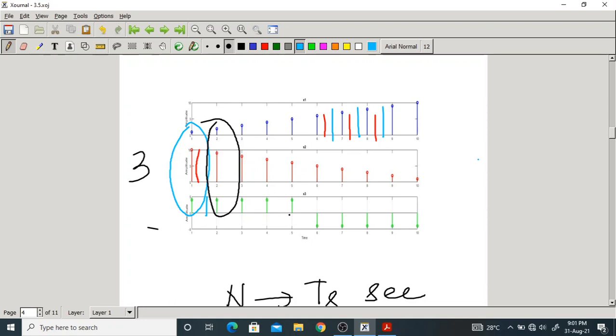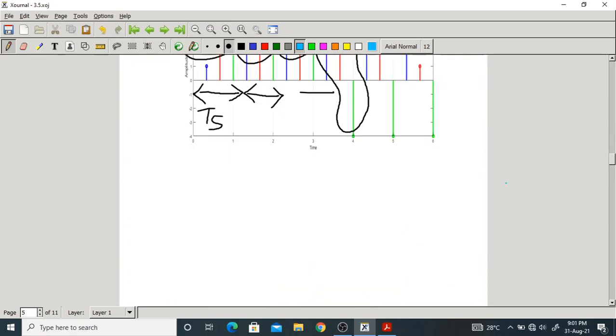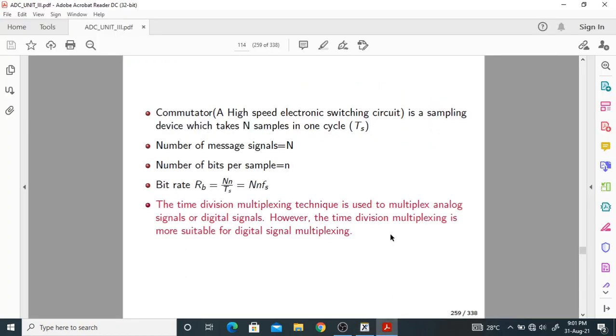Okay, now this is about TDM. It is more suitable for digital modulations, whereas FDM is more suitable for analog modulation.